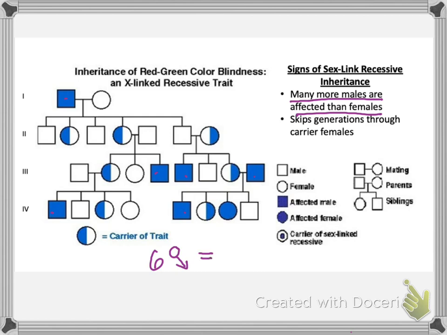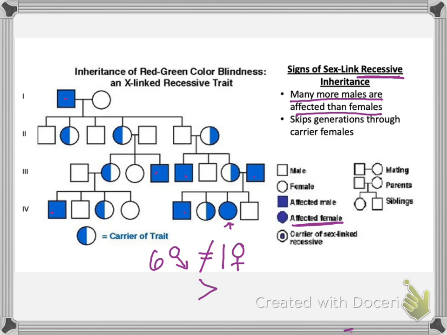If it was autosomal, we would see about 6 females affected. We do not have 6 solid colored in affected females. Instead, we have just 1. So 1 affected female. Because males and females are not equal, and much more males are affected than females, that is a clue that it is sex-linked. Another clue that it is sex-linked recessive is that it often skips generations through carrier females.